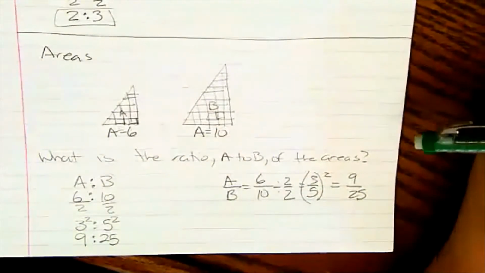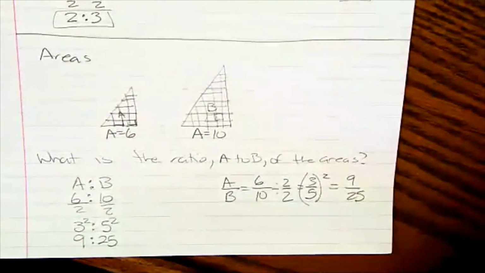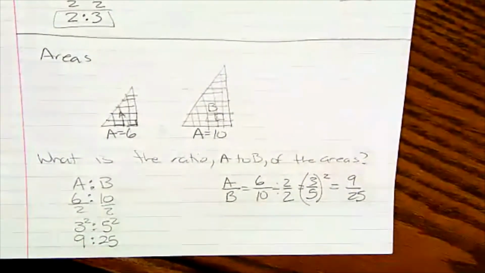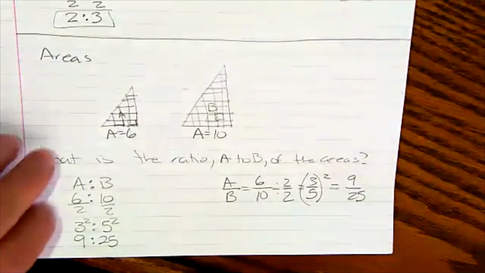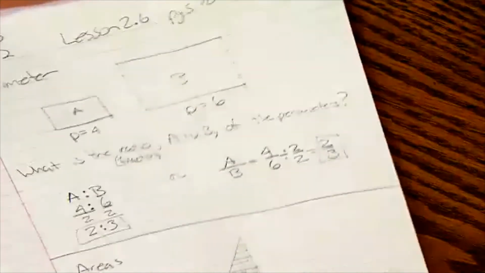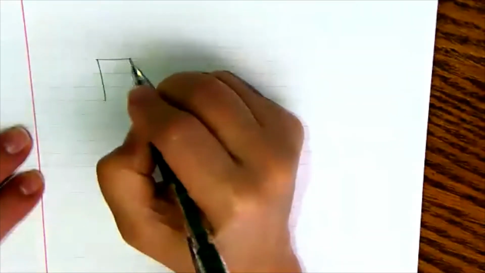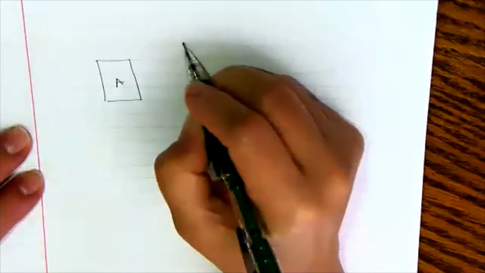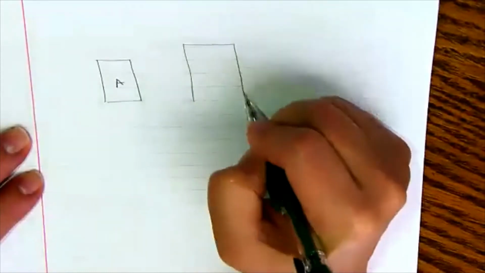Okay, so that's all fine and dandy and everything, but how do we apply that? How do we apply this? Well, we're going to use what we learned yesterday, the idea of proportions. So we now have rectangle A and rectangle B.